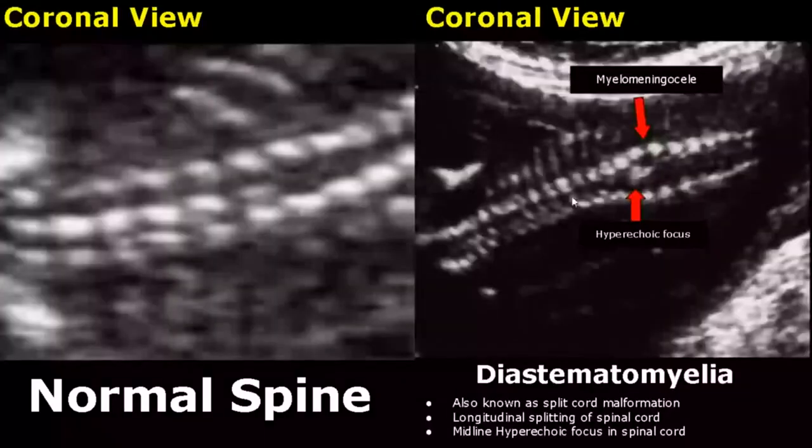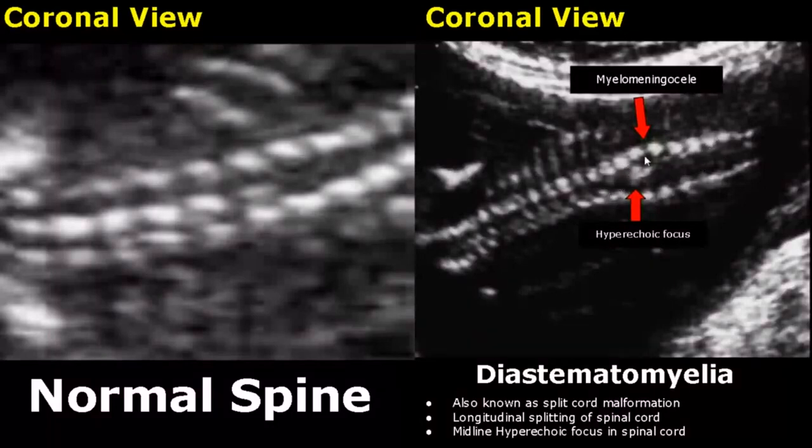Diastematomyelia, which is also known as a split cord malformation, refers to an abnormality in which there is a longitudinal split in the spinal cord. We will see a hyperechoic area in the midline. This is a strong sign of diastematomyelia.